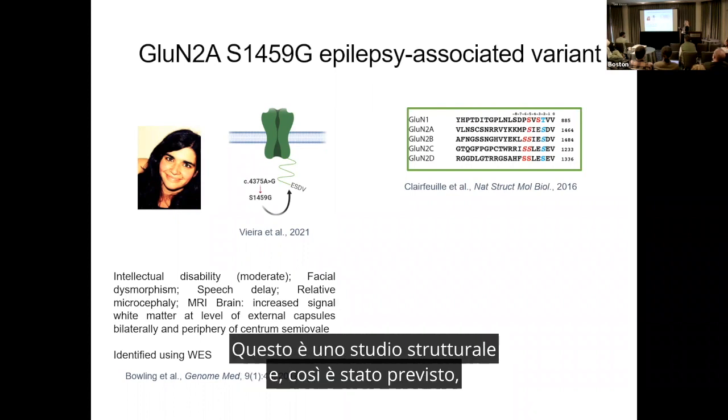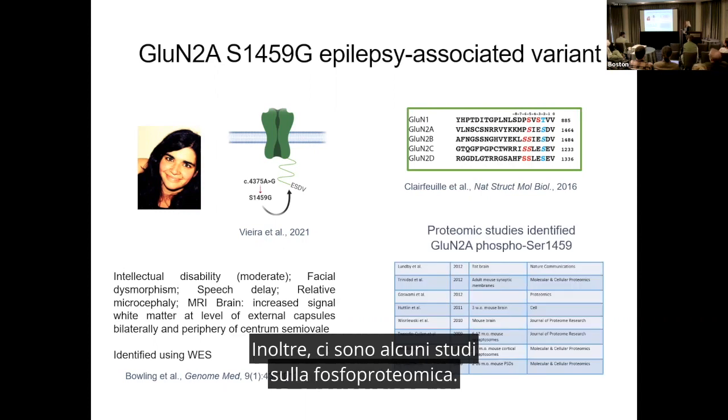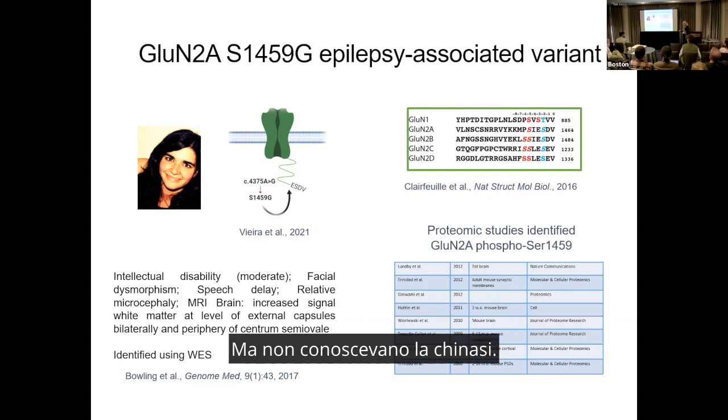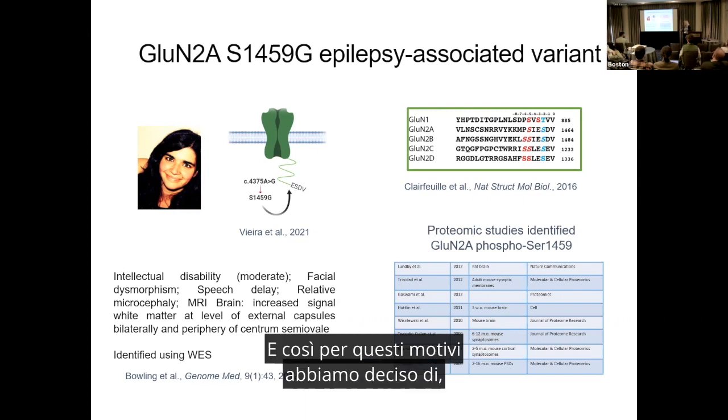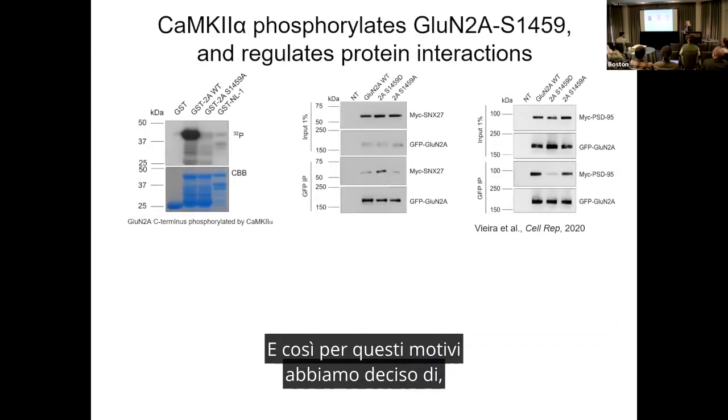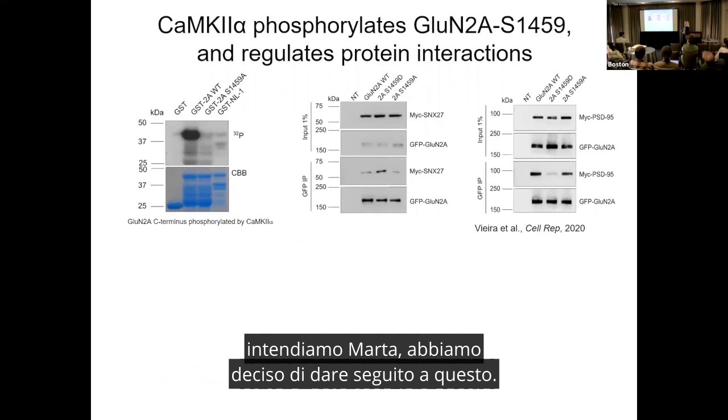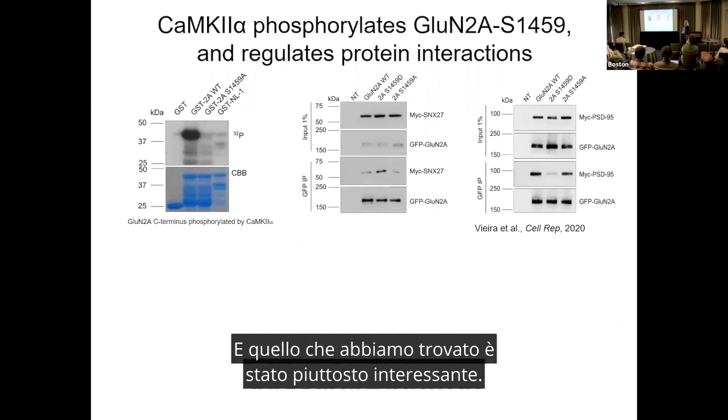This is a structural study, and so that was predicted. Also, there were quite a few studies of phosphoproteomics, identifying 1459 as a phosphorylation site on 2A, but they didn't know the kinase. So for those reasons, we decided, we meaning Marta, decided to follow up on this. And what we found was pretty interesting.